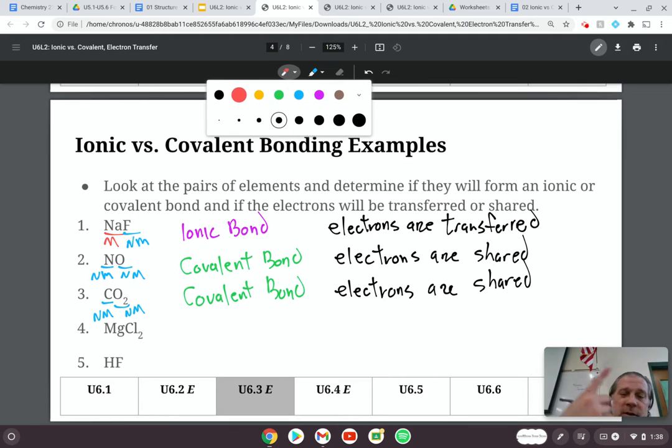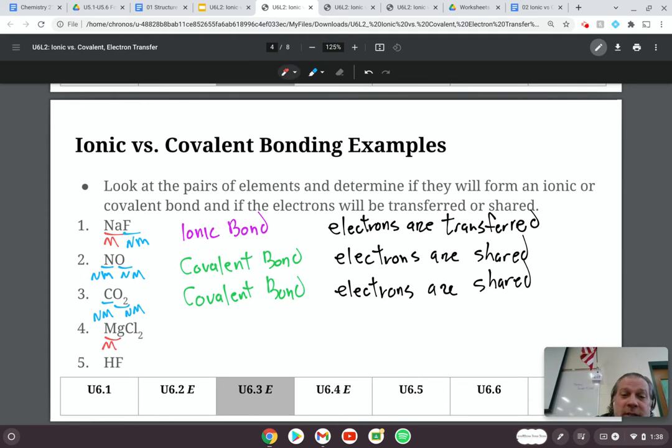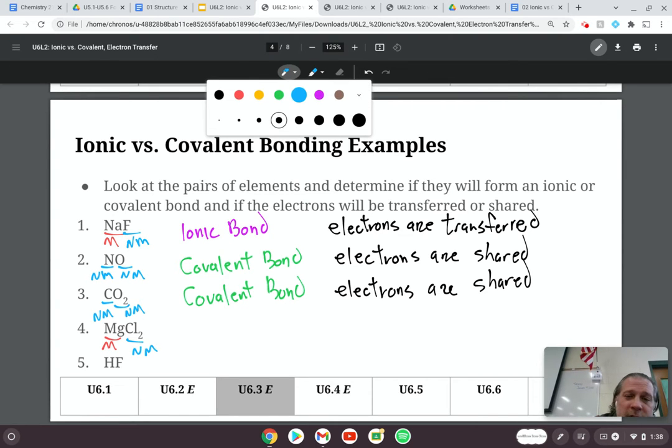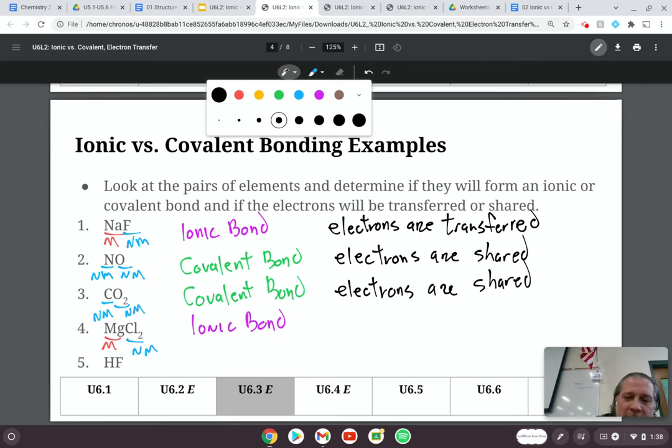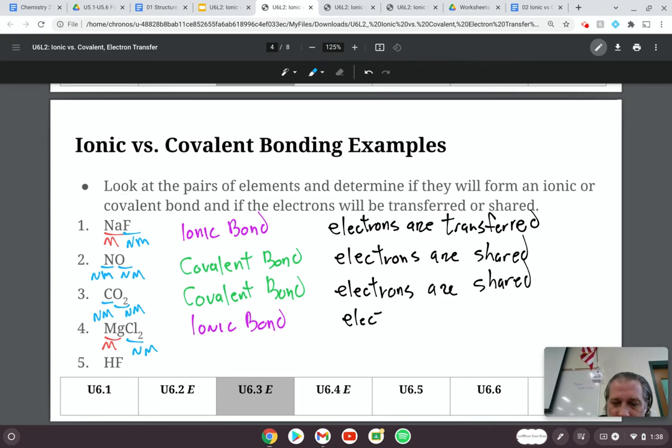The next one, magnesium is in the second column on the left-hand side, so that makes it a metal. Chlorine is in the 17th column on the right-hand side, so that makes it a nonmetal. And so that tells me that it is going to be an ionic bond. And then that would tell me that electrons are transferred.